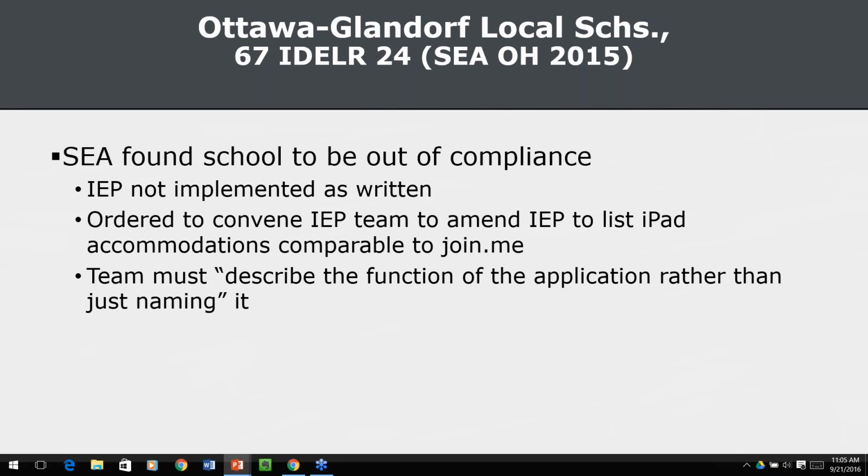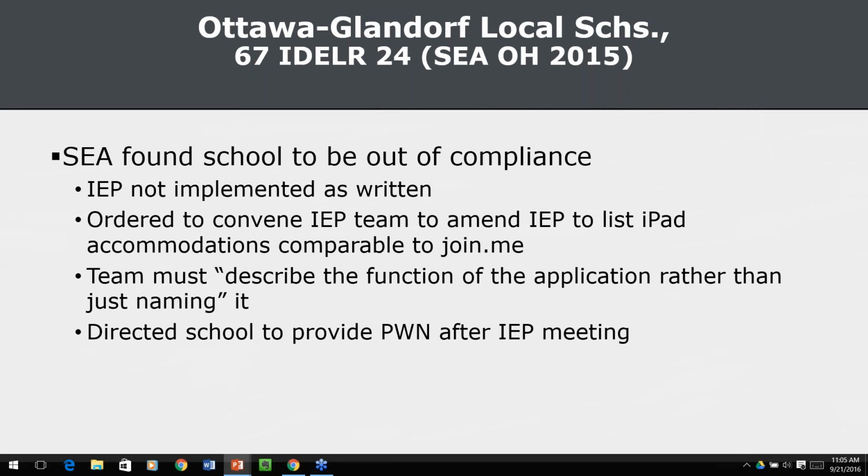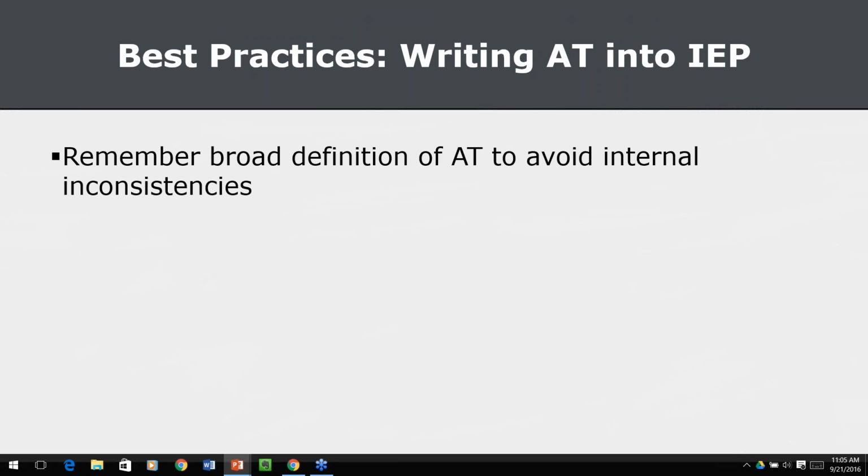Here the SEA said the team's IEP must describe the function of the application rather than just naming it. I think that's really good advice. And it directed the school to provide the parents with prior written notice after the IEP meeting. So I think it's kind of crappy that the school got tagged here, but I think their failure was in drafting the IEP, not in implementing it.